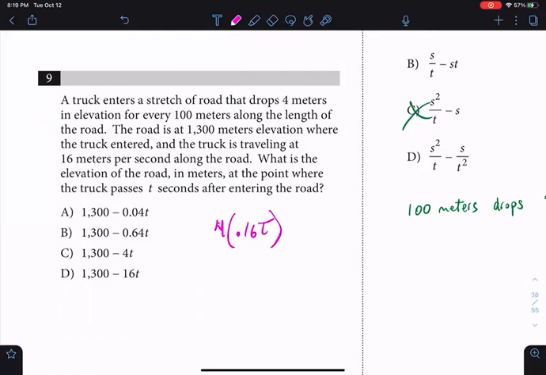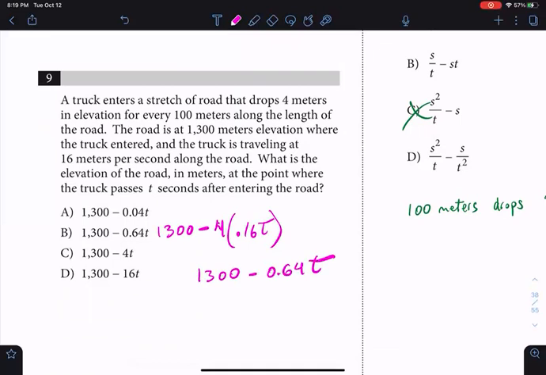Okay, so that's the rate. So it should be 0.16t times 4. What is the elevation of the road in meters? You start at 1300 and this is your rate. So basically you have this, right? Because that's your y-intercept.